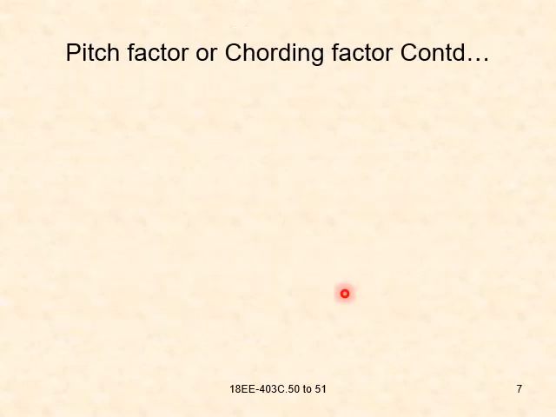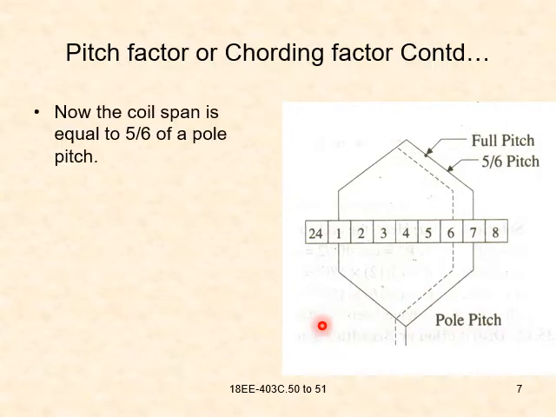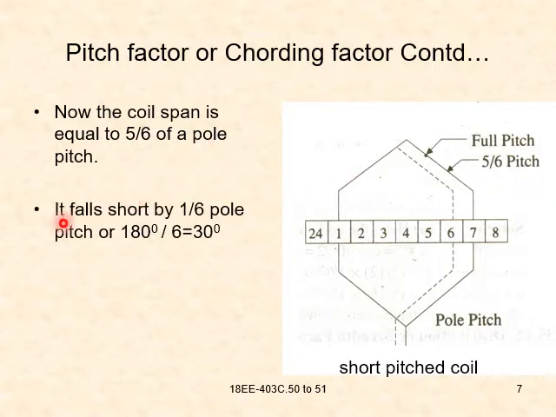Moving on to the next slide, in the continuation of pitch factor and cording factor, the same diagram. Now the coil span is equal to 5 by 6 of the pole pitch. So that is called 5 by 6 pitch. It falls short by 1 by 6 pole pitch, or 180 degrees by 6, that is equal to 30 degrees. That means for full pitch, from 1 to 7, it is 180 degrees electrical.